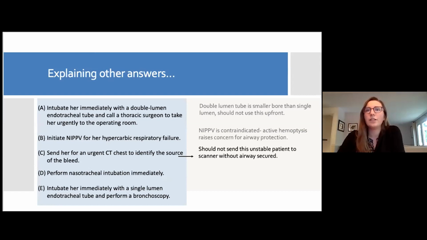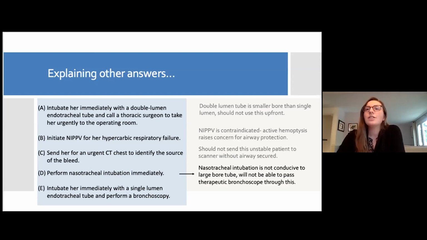Sending her for a chest CT would not be a good idea. This is an unstable patient and you would be sending her without a secured airway and then asking her to lie flat, which would be dangerous. Nasotracheal intubation is also not conducive to using a large bore tube, so you wouldn't be able to pass the therapeutic bronchoscope through this and wouldn't be as good of an option as E, which is the correct answer.